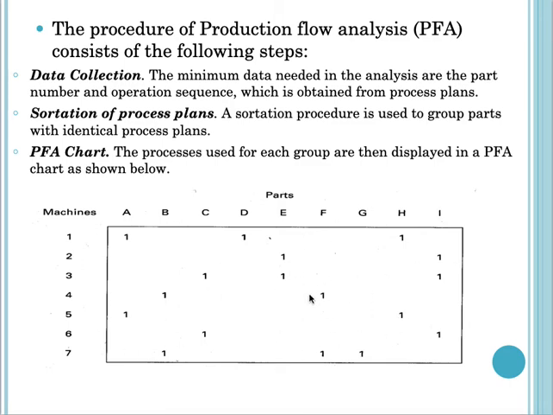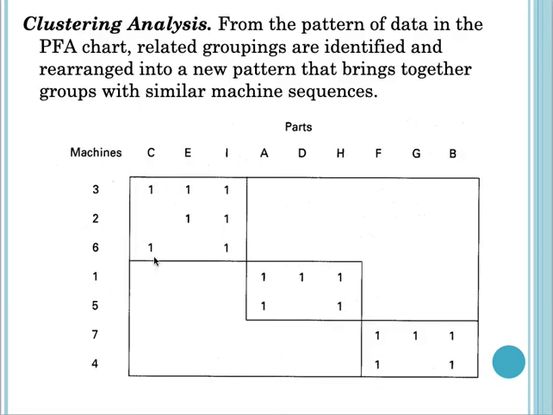So you have just noted the chart. Then we can sort them accordingly. That is what a clustering analysis is. From the pattern of the data in the production flow analysis chart, the related groupings are identified and rearranged into a new pattern that brings together groups with similar machine sequences. Are you getting this?